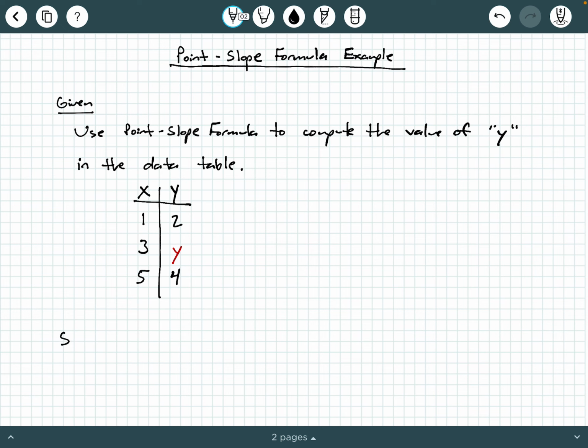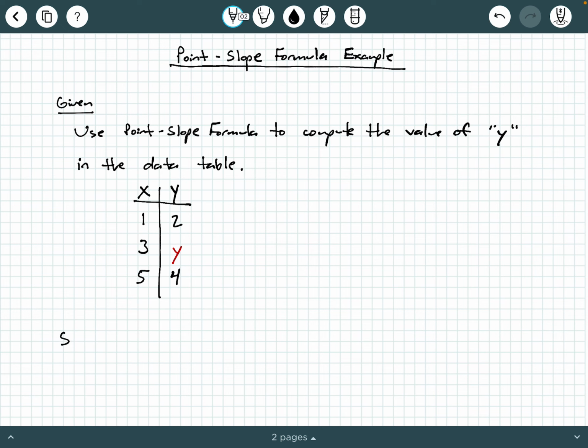Referring to our data table, when we perform the calculations in a minute, we can use (1, 2) or (5, 4) as our known point. I'm going to use one of them, and I encourage you on your own to use the other one and see that you get the same end result for this red letter y, this red value of y.